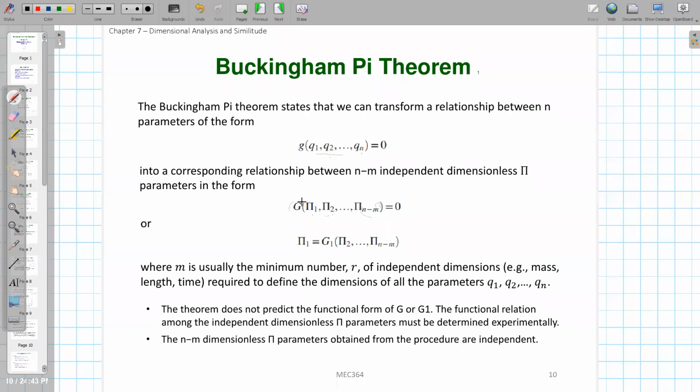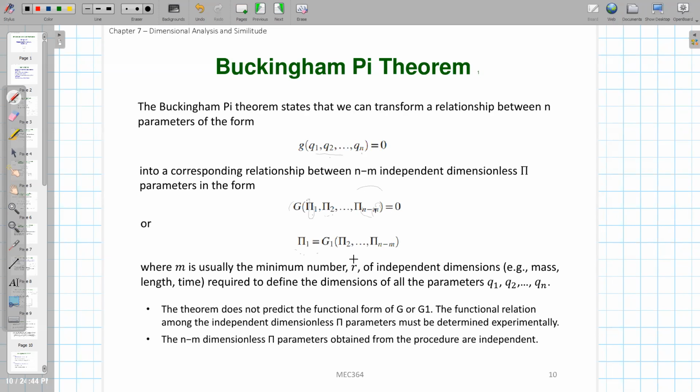If you do not like writing it this way, you can also rewrite the equation by moving pi 1 to the left-hand side and all the other parameters to the right-hand side. So one dimensionless parameter will be a function of all the other dimensionless parameters. And this m is the number of parameters you reduce, and usually this m will be equal to r.